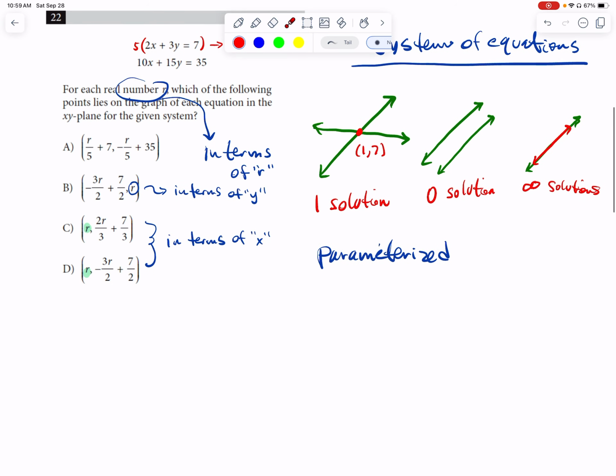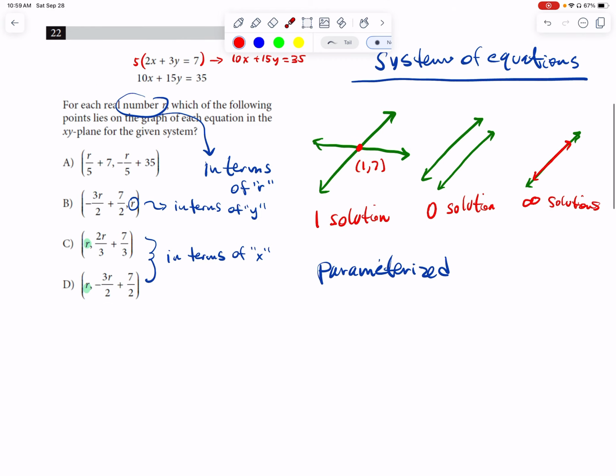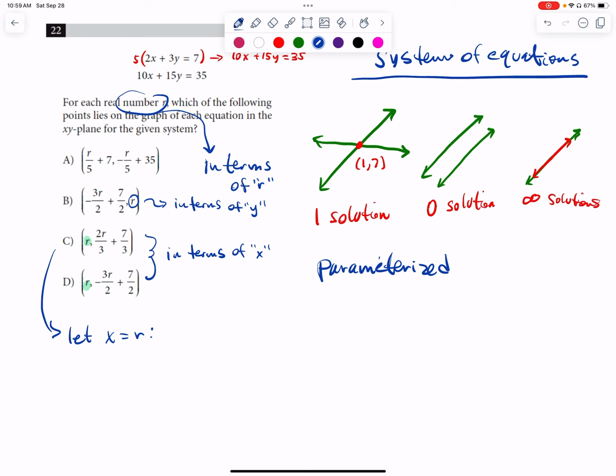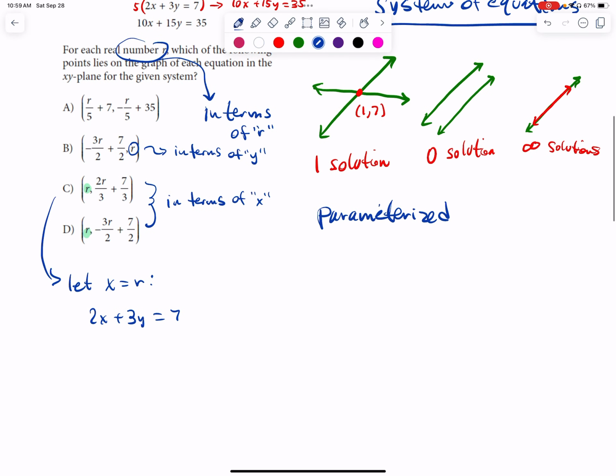Okay, so what I'm going to suggest doing is picking one of these things. Let's say we pick answer choice C and let x equal R. So watch. Let x equal R. So I'm going to take my equation here, which was 2x plus 3y is equal to 7. And we're going to take out our x value and we're going to substitute it with R. And then we're going to solve the resulting equation for y so we can see what the y coordinate is supposed to be.